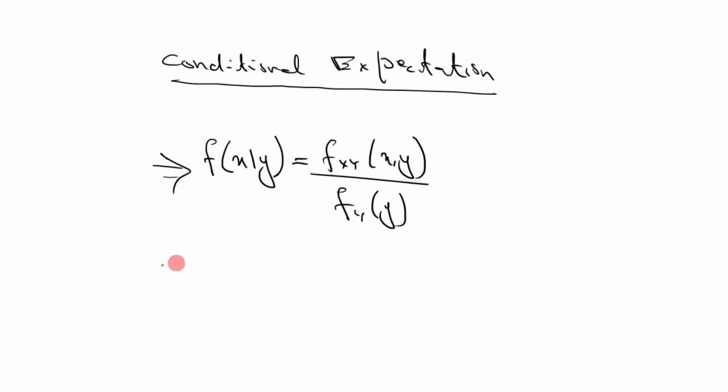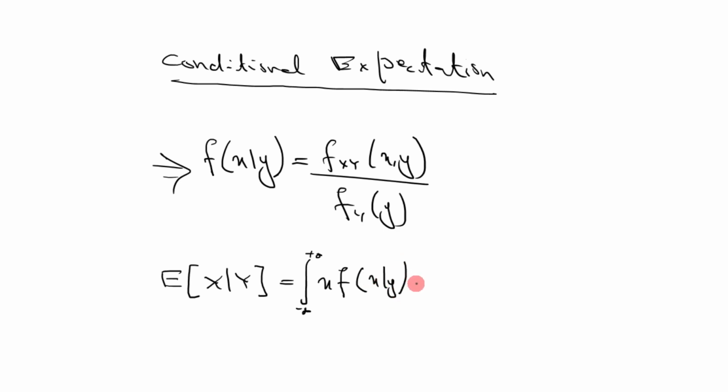So the conditional expectation can be defined as, let's suppose for a continuous random variable, you want to find the expectation of X given Y, and it will be equal to the integral from minus infinity to plus infinity of x times the conditional density of X given Y, integrated with respect to x. This is the conditional expectation of X given Y. This is for a continuous random variable.